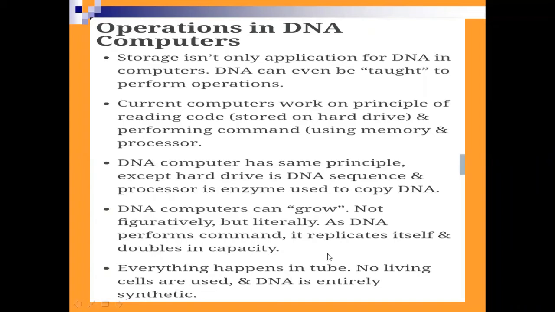No living cells are used here, because whatever DNA replication happens in the living cell is happening biologically inside the living cell. But the same principle happens in a test tube here, outside the cell. No living cells are involved, and the DNA is entirely synthetic. Here, the copying of DNA is done by a PCR machine with the help of DNA polymerase. So it is not biological DNA, it is purely synthetic DNA, synthesized here.